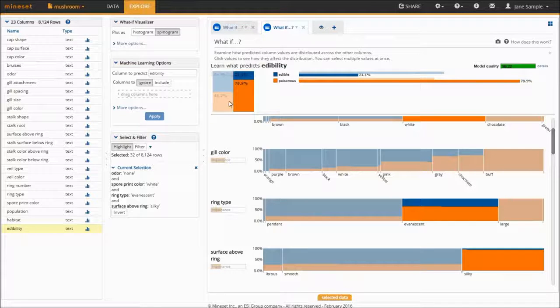Notice that the left-hand side keeps a faded-out visualization of the probabilities of the overall dataset for purposes of comparison against the chosen subset. I hope this tutorial helped you understand the output of our patent-protected what if visualizer.